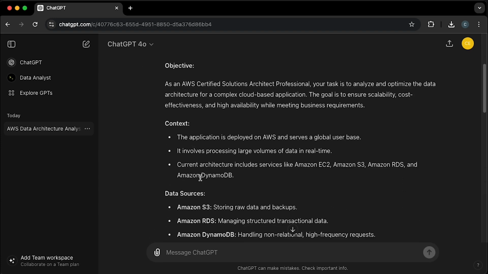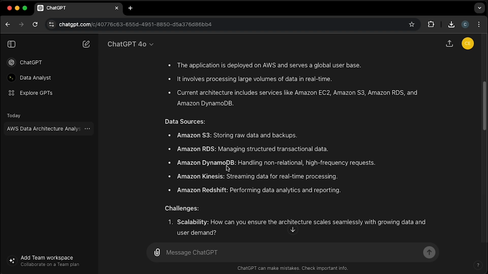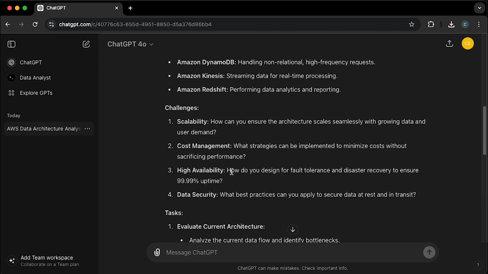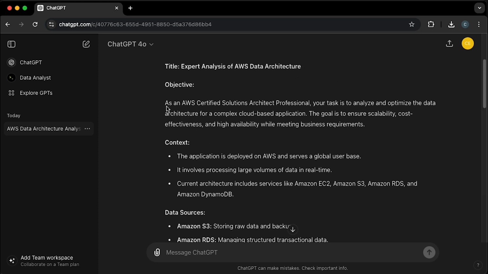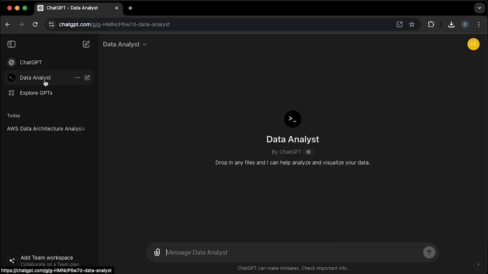This is probably too much for what I want to do here, and so I'm just going to take the first portion of this objective. So I'm just going to copy this first sentence, which is all that I think I'm going to need. And with that copied, I'm going to switch over to the data analyst tool, and I am going to upload my cost and usage report.